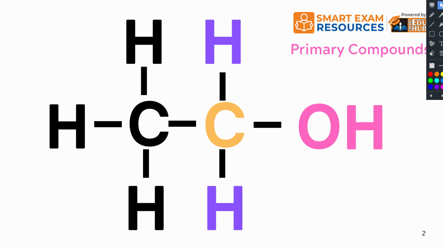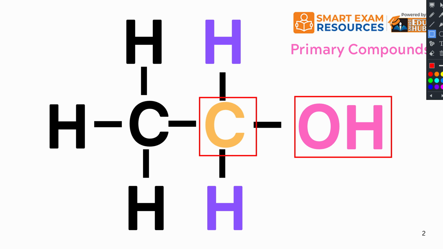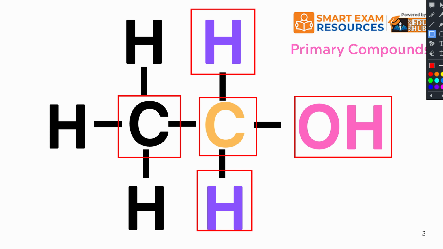Here is an example of a compound which has a functional group OH. So this is an alcohol and this is ethanol. Look at the carbon atom here. Now this is the carbon atom that is bonded to the hydroxyl functional group of the alcohol. Now this carbon atom, which is already bonded to the hydroxyl functional group, is only bonded to just one other carbon atom. At the same time, it is bonded to two hydrogen atoms.